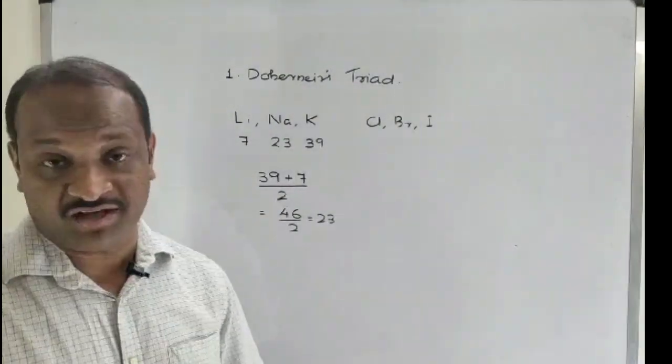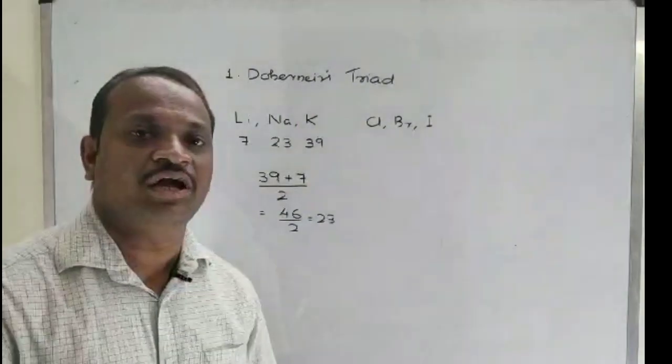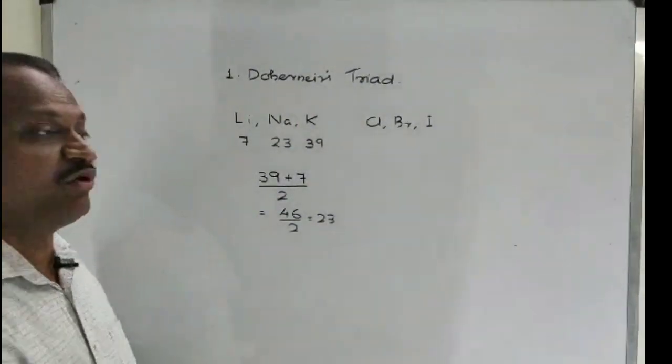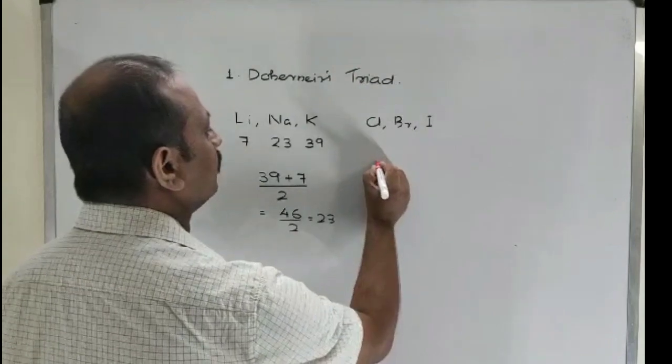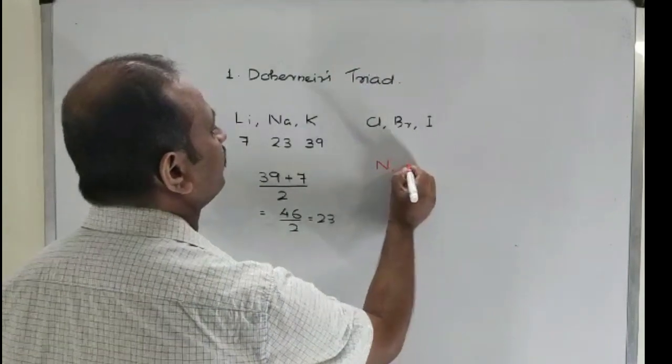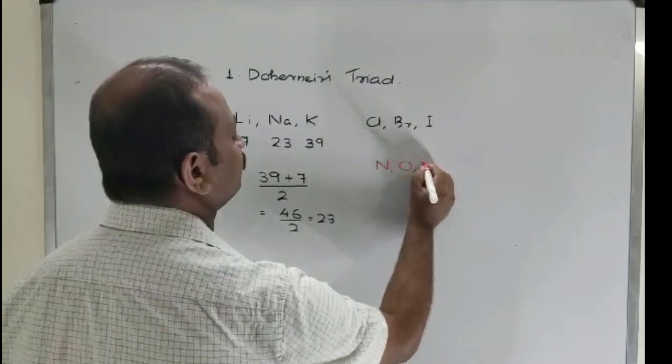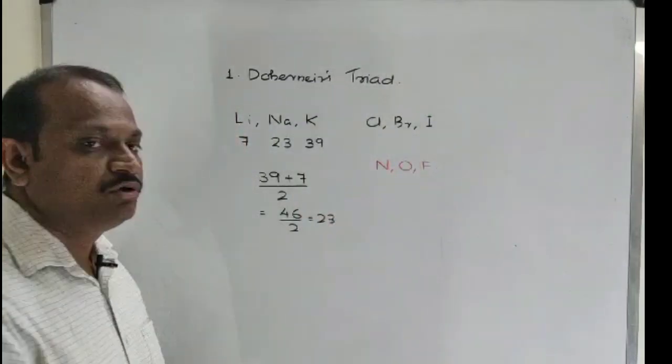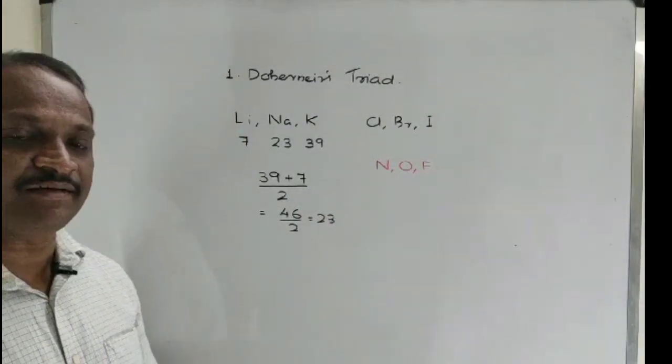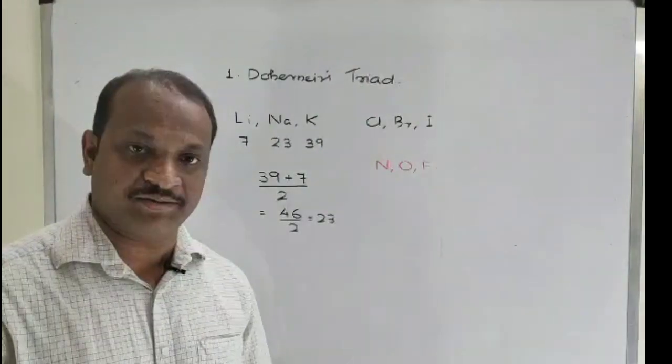And these two are examples for vertical triads. Suppose somebody asks you for an example of a horizontal triad. Please try to understand, we have one more concept called a horizontal triad. We have the example nitrogen, oxygen and fluorine. So this is the first concept, called Dobereiner's triad.